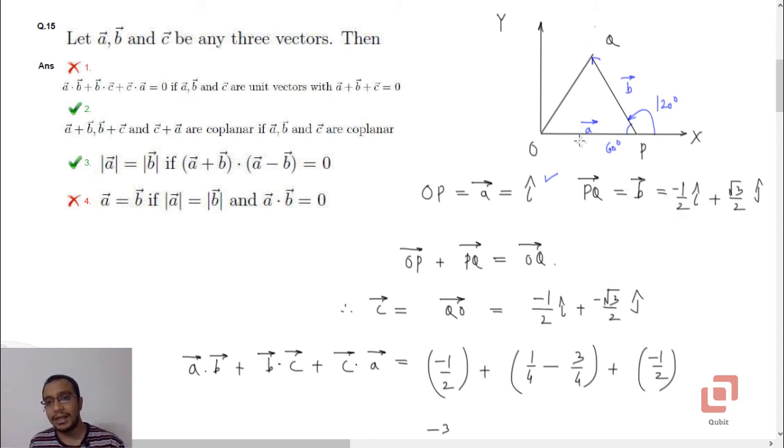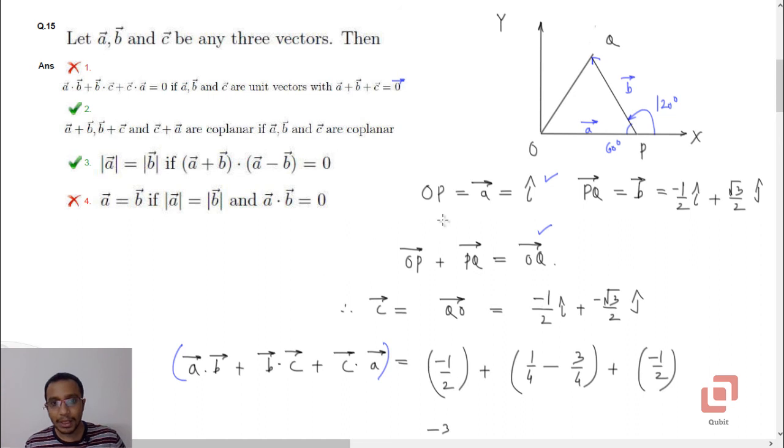Okay, now by the triangle law, what can we say? We can say that OP bar plus PQ bar is equal to OQ bar. Yes, so we need to take c bar as QO bar, because the addition of the 3 vectors is a null vector. Okay, now we are going to evaluate this expression. If we manage to show that this expression is not 0, our job is done, because even one counter example is enough to disprove the validity.